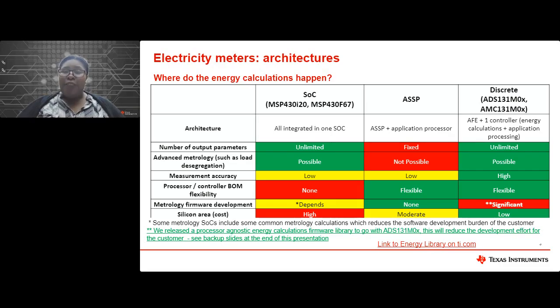And then finally, we have the discrete solution, which is what we will be discussing more in depth, which goes with the ADS131M0x and AMC131M0x families, which provide you an unlimited amount of parameters. It allows you to have advanced calculations, hence making electricity meters smarter. It also is very high in accuracy and also provides a lot of flexibility when it comes to your solution that would work better for your system. However, it does require more work when it comes to metrology, which is just the calculations that you would be doing with the data from the metering. And so what we have provided is a metrology library to help make this easier for you to do, which you can access with the link to the energy library for starting development of your metrology library. This solution is also lower cost.